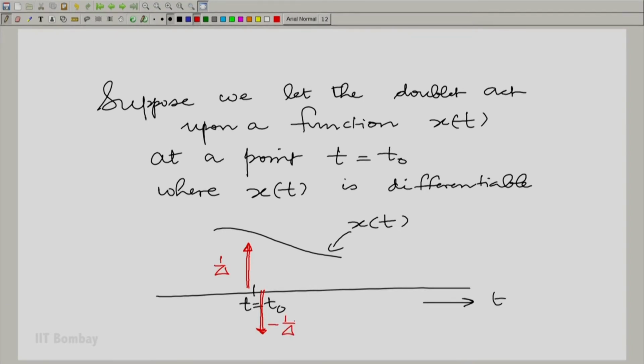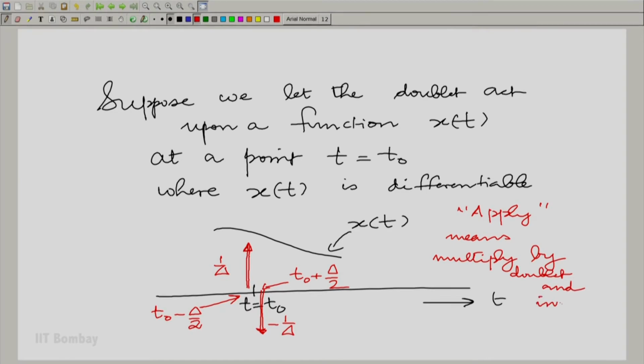You have two impulses coming closer and closer to one another. This point is t0 minus delta by 2 and this point is t0 plus delta by 2. So, suppose you applied it. Apply means multiply by the doublet and integrate. So, let us write out the integral.